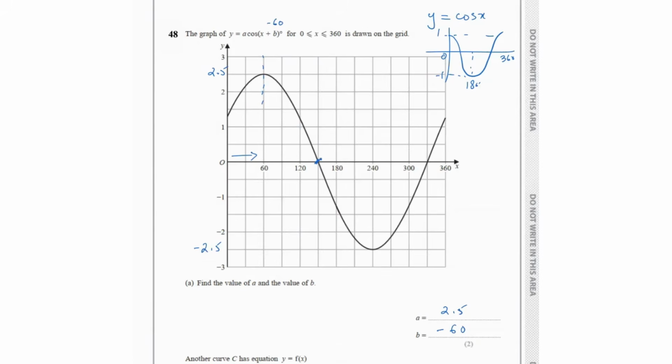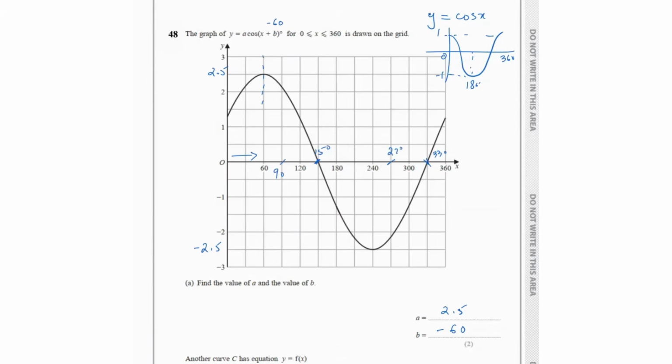Even this point, this was supposed to be at 90 over here. Now it's over here, 60 degrees to the right. It's at 150. Similarly over here, this point was supposed to be at 270. Now it's at 330. Everything has moved 60 degrees to the right. So always in this type of question, draw your original graph, compare it with the transformed graph, and see what has changed. Your horizontal movement is going to be in the bracket. Vertical movement is going to be outside the bracket.